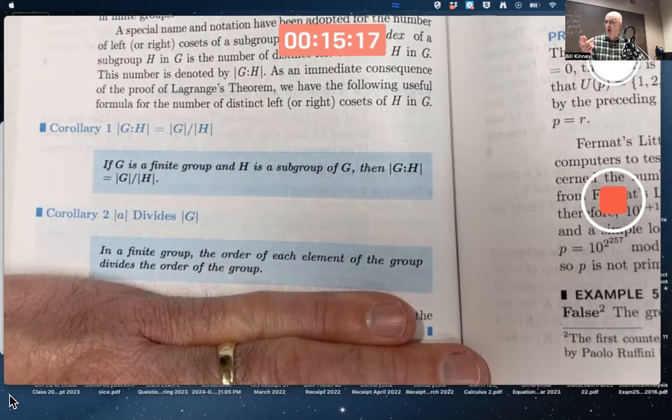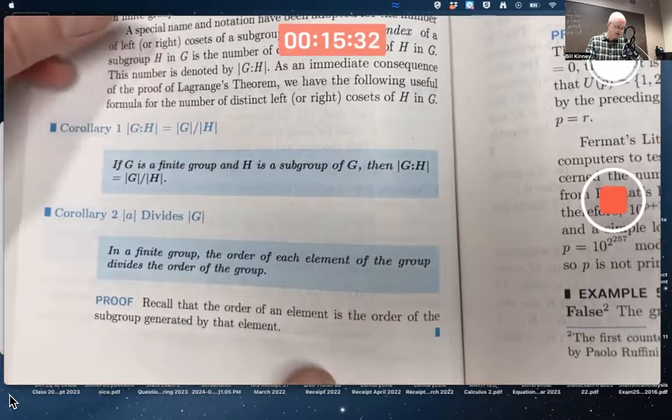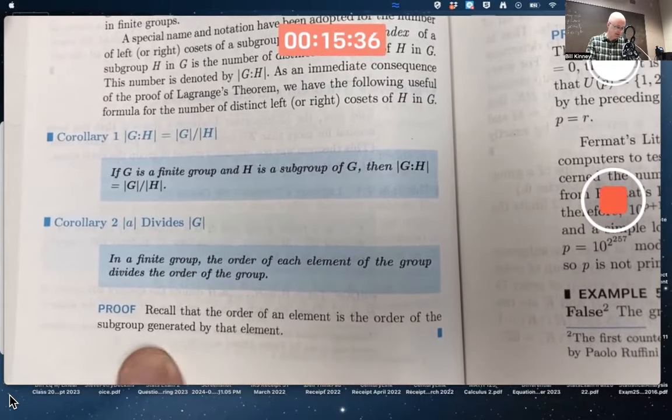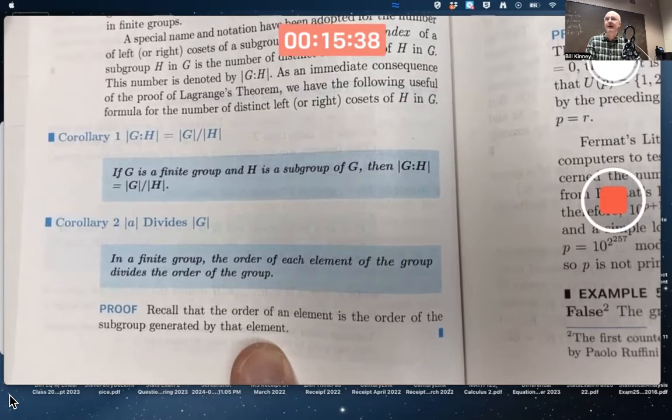Use the fact that we know, this is from the past, that the cyclic subgroup generated by the element is going to have an order, a number of elements, equal to that lowest power that brings you back to E. And that's what the proof essentially is. Recall that the order of an element is the order of the subgroup generated by that element. And therefore, by Lagrange's theorem, that order has to divide the order of the group.